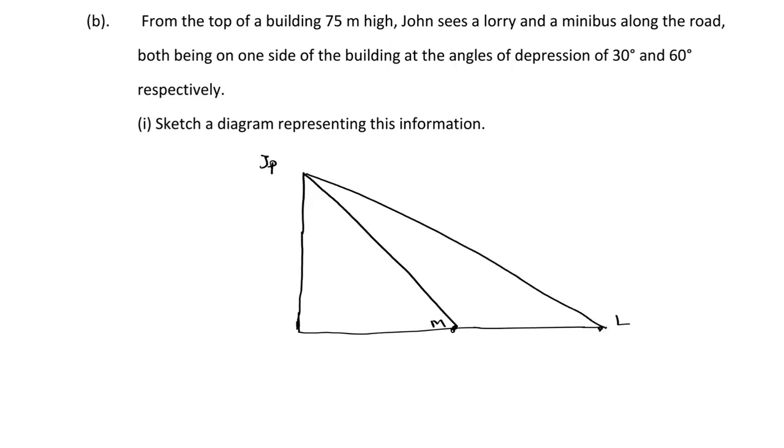And then let us label our triangle. So here is A, here is C, here is D, here is E, and here is 75 meters, here is 60 degrees, and here is 30 degrees. And this is our sketch.